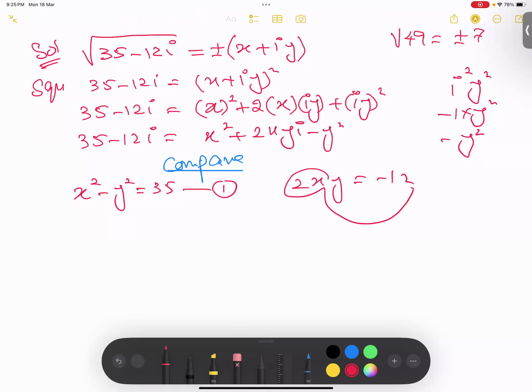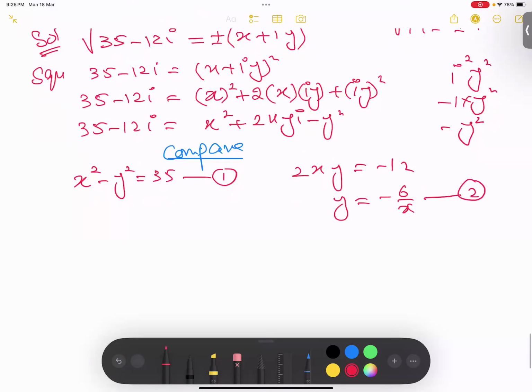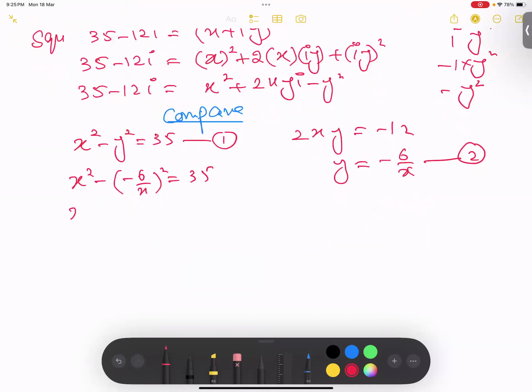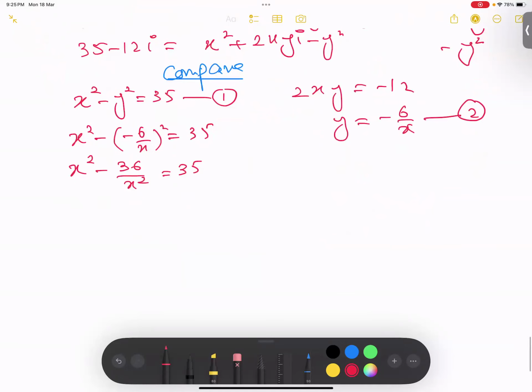I will divide either 2x down or 2y down. So I will make y the subject. When 2 goes down, I get y equals negative 6 upon x. This is equation number 2. This y value I'm going to plug in here. So when I plug it in here, it will look like this. And square of this, so 36 over x square equals 35, minus y square. So taking LCM of x square, I get x to the power 4 minus 36 equal to 35.